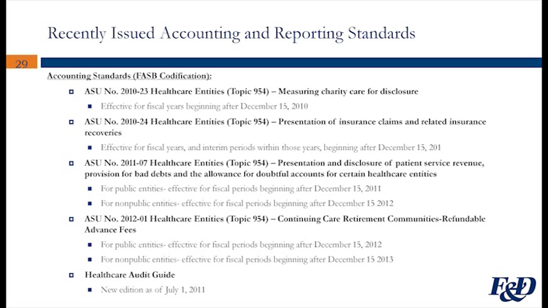And then Accounting Standards Update number 2011-7, which is the presentation and disclosure of patient service revenue, the provision for bad debts, and the allowance for doubtful accounts for certain healthcare entities. And that goes right back to the thing that we really led in on this, which was the revenue recognition and moving that provision for uncollectible accounts from operating expenses up to revenue as a contra revenue item, to make sure that the organization is only recognizing revenue on amounts that they expect to collect in a given year.